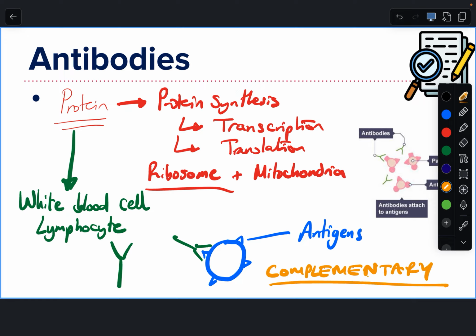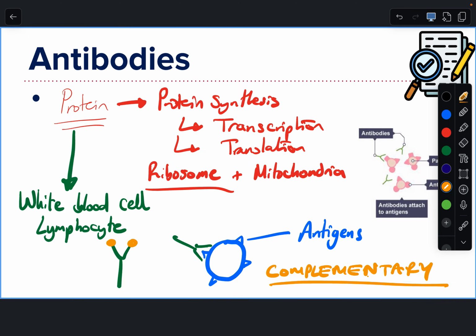Okay? It has a specific shape. So the antibody, to be more precise, this very top part of the antibody, has a complementary shape to the antigen. So it binds to that antigen and then it does lots of different functions in ways in which it can help your immune system. Okay, so that's antibodies in general.